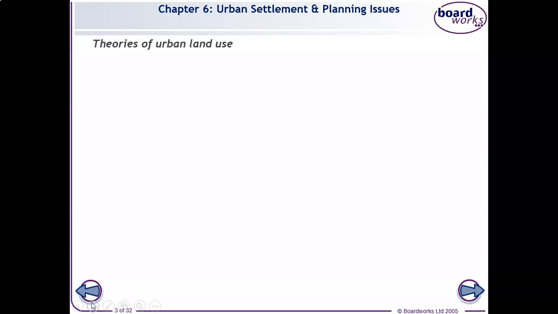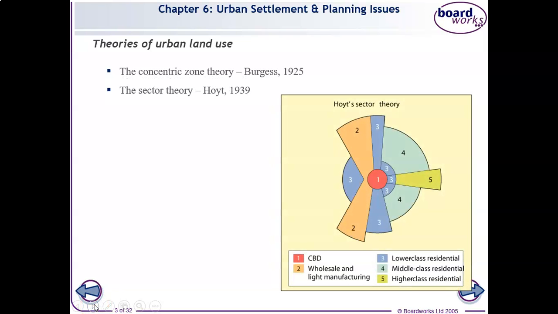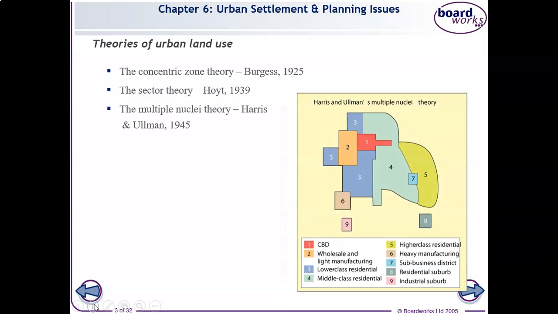So we're going to start off with these theories of urban land use. Now, these are complicated enough, or certainly look complicated, but actually when you sit down and work them out and think about them, they're not that bad. So you have three main urban land use theories that we're going to look at. The first one is the concentric zone theory by Burgess, which came out in 1925. We're going to look at the sector theory by Hoyt in 1939. And we're going to look at the multiple nuclei theory by Harris and Ullman in 1945.